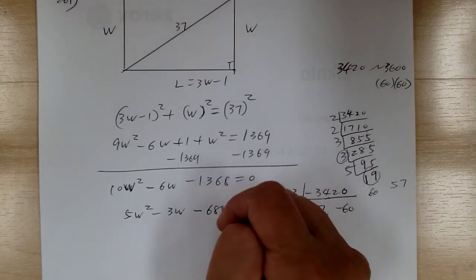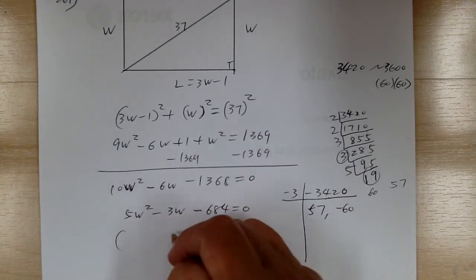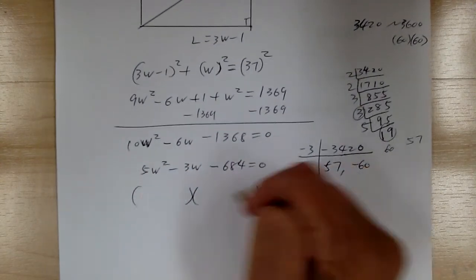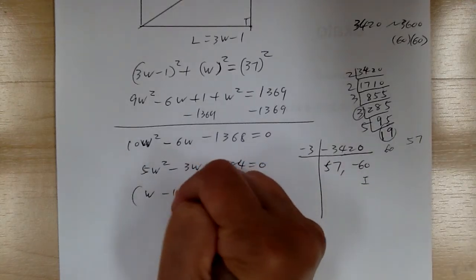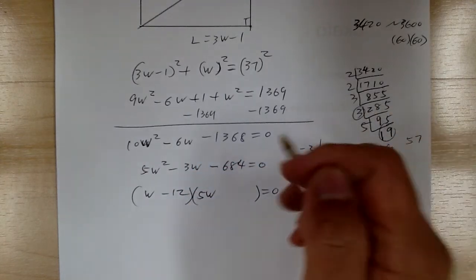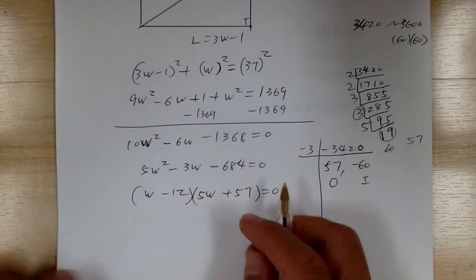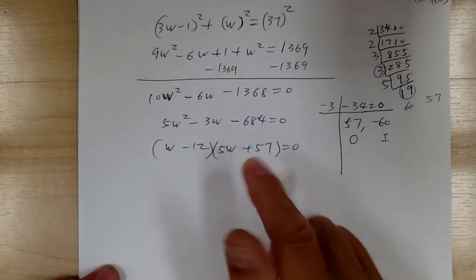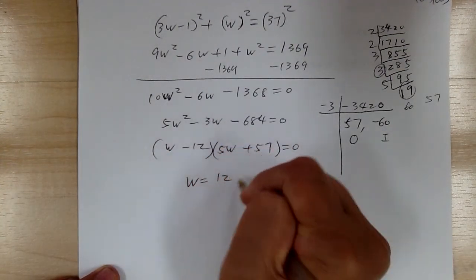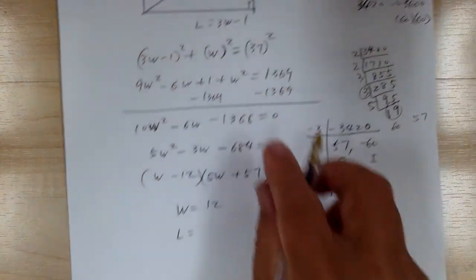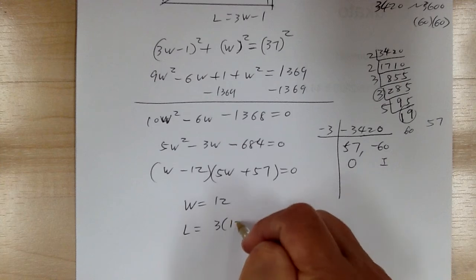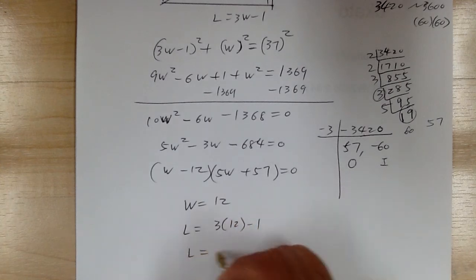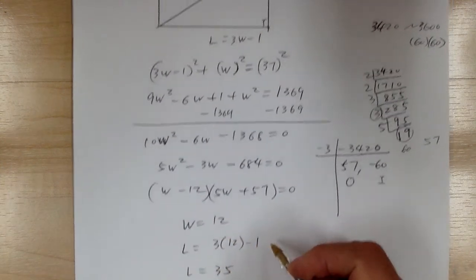Or another option is to just use the quadratic formula. Those are different options. So you have w and 5w; the inside would be minus 12 and the outside would be plus 57. This one is going to give you a negative, so it's not going to work. So you get w equals 12, and L equals 3w minus 1, so 3 times 12 minus 1, so L equals 35.